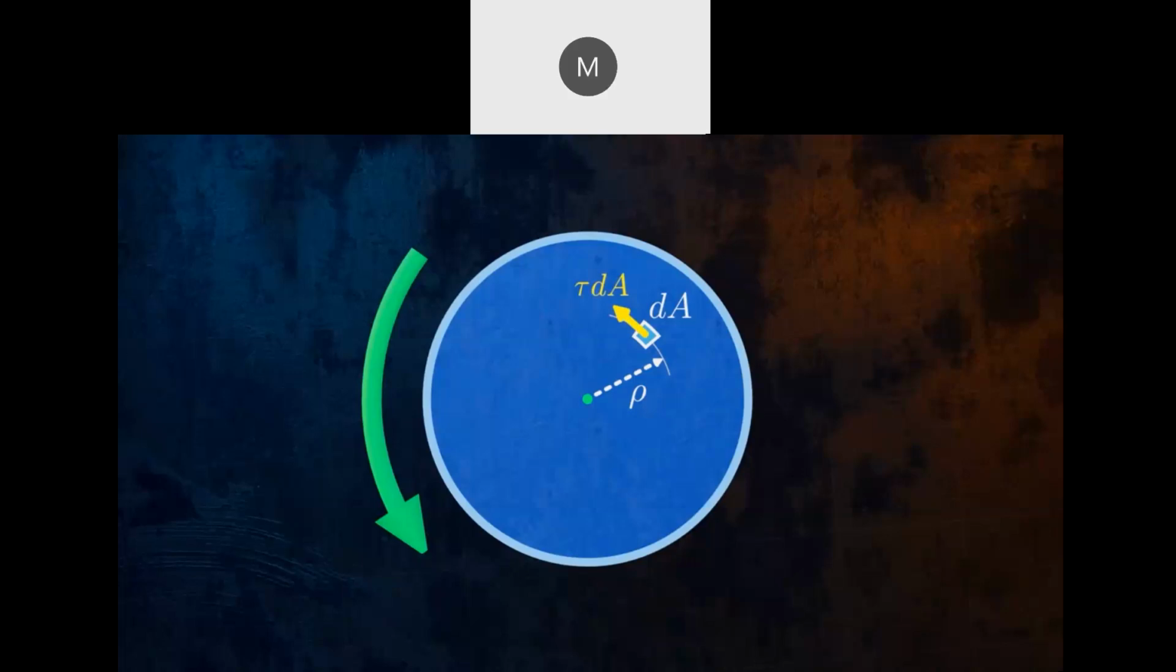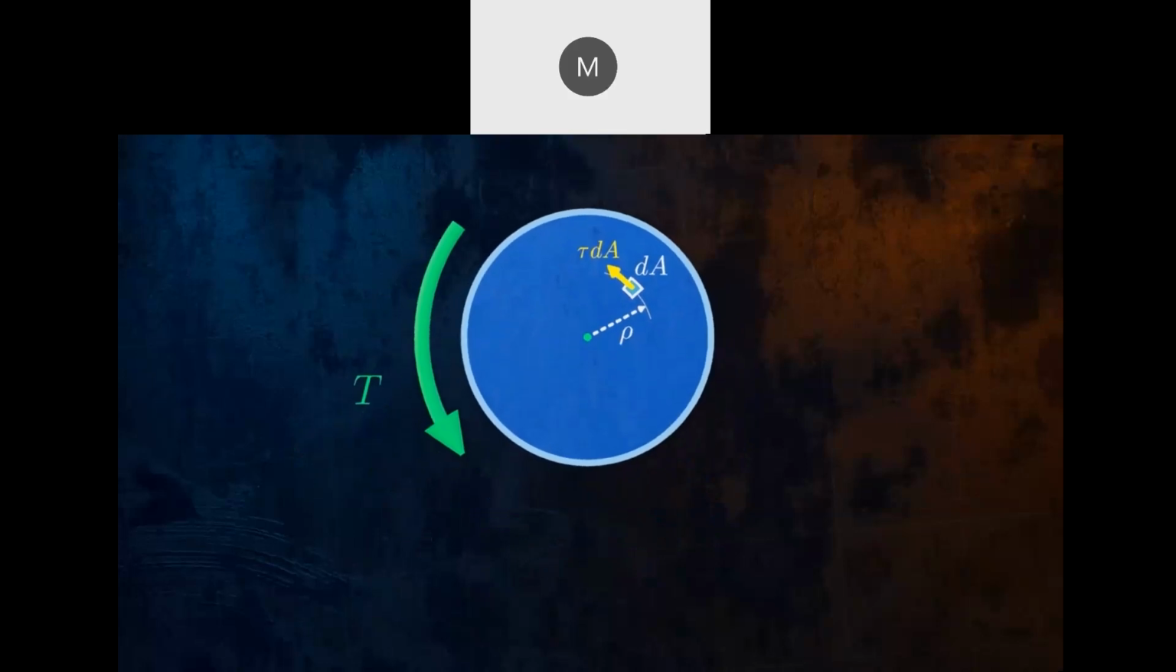The moments caused by the internal forces acting on all of the elements within the cross-section must sum up to be equal to the torque T. Otherwise, equilibrium is not maintained. We can represent that mathematically by this integral.